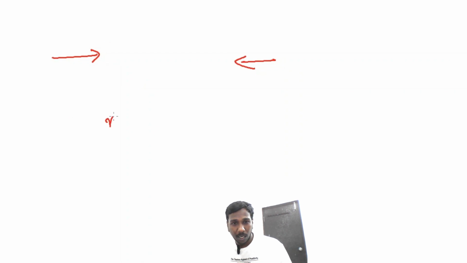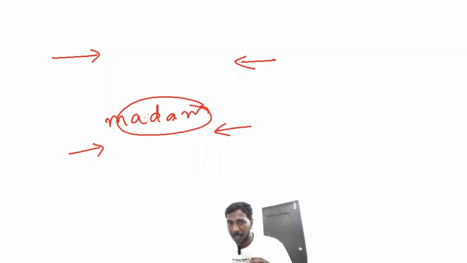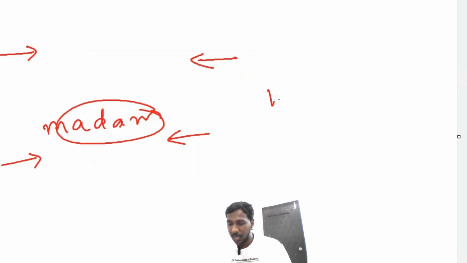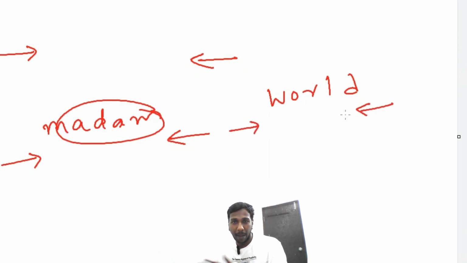If I take an example, MADAM, it is a palindrome because whether I move from the forward direction or from the backward direction, the text remains the same, that is MADAM. So it is a palindrome. If I take another example, WORD, this is not a palindrome because the text is different when I move from the forward direction and the backward direction.